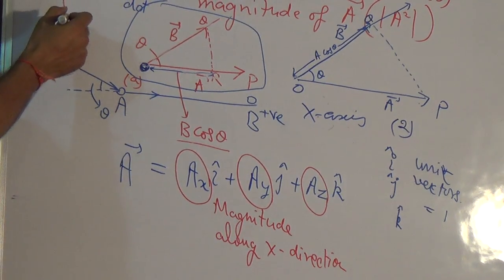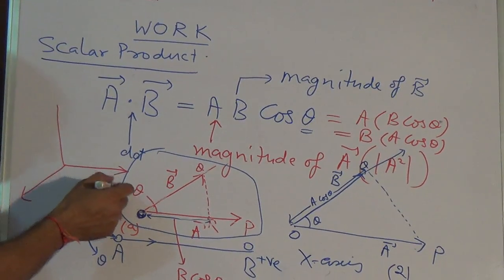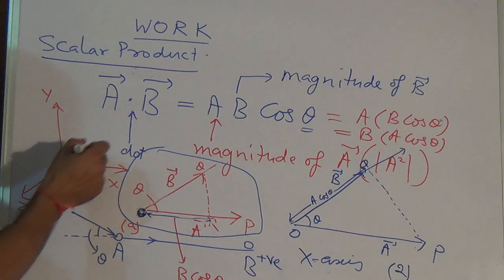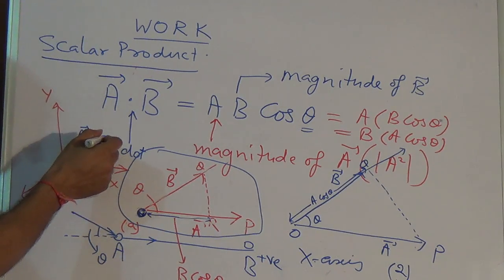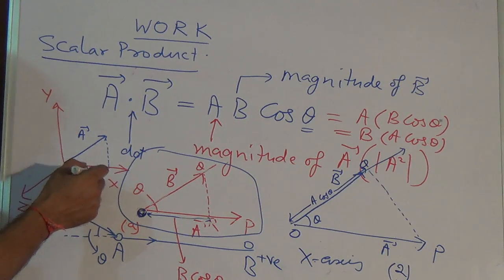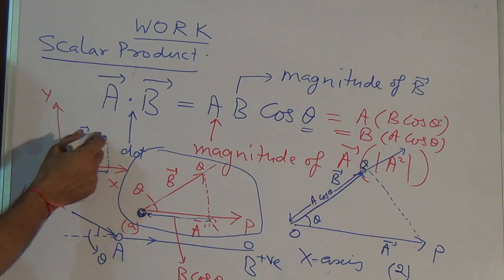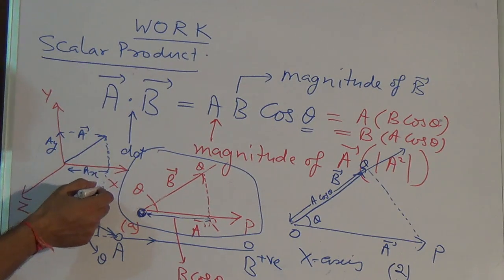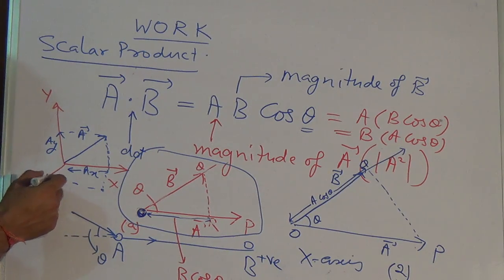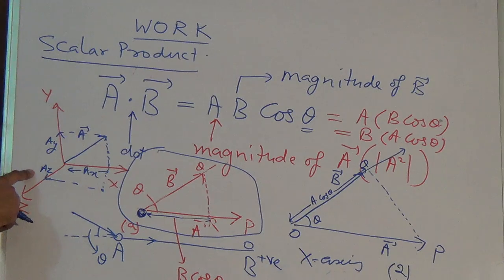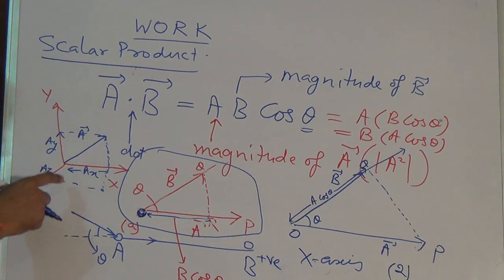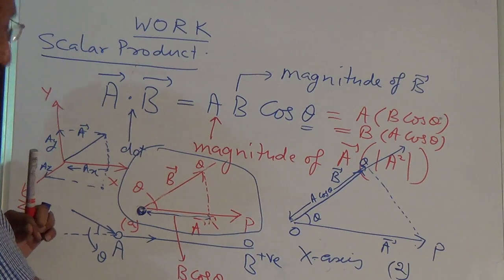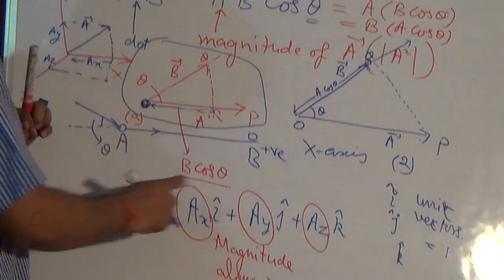For an example, I am selecting this Cartesian coordinate system. This is x, this one is y, this one is z. So this is my vector A. The projection of this vector A on the x-axis will be Ax. The projection of this vector along the y-axis will be Ay. The projection along the z direction will be Az. So Ax, Ay and Az are basically the projections of vector A along the x, y and z directions. These vector components are defined through this i, j and k.